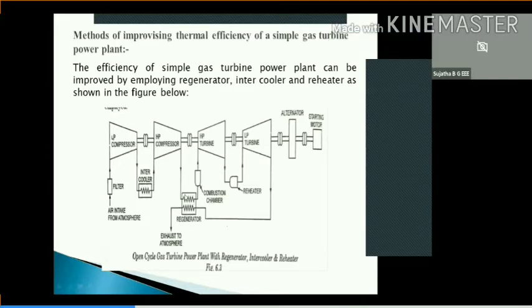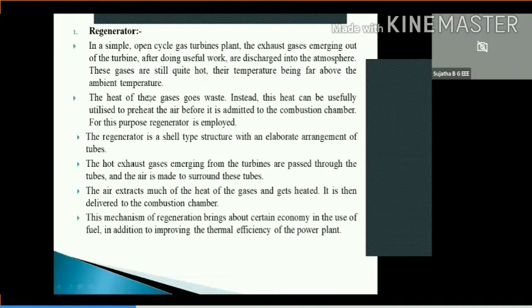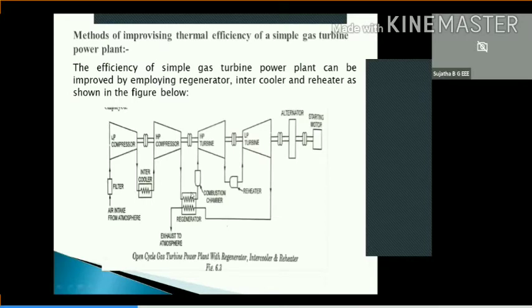So from the regenerator, the heat present in the hot gases coming out of the turbine is extracted and it is fed to the combustion chamber. So this heat can be utilized using a regenerator. So for this purpose, the regenerator is employed. The regenerator is a shell type structure with an elaborate arrangement of tubes. That means, like in your heat exchanger, you have tubes. Okay, so here this also will have tubes.